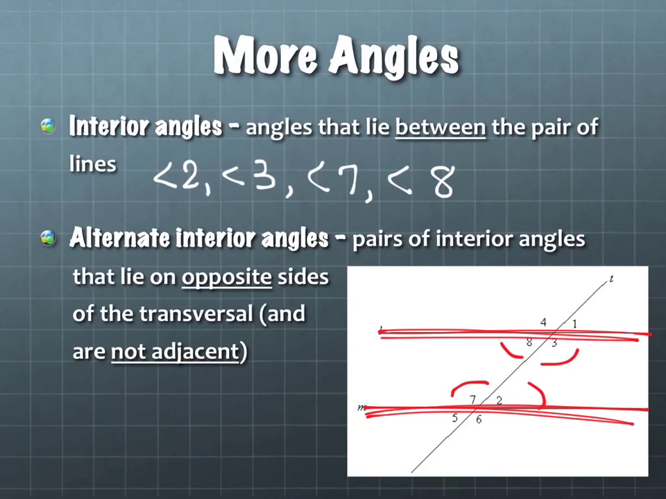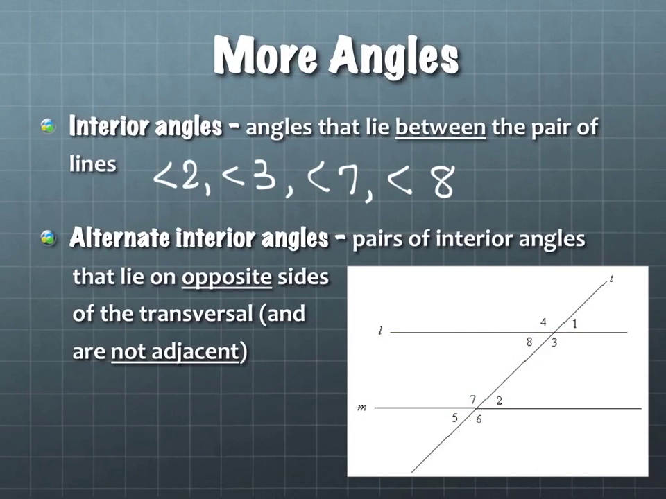Now, alternate interior angles have to be interior angles first of all. So you can't write down any number that I didn't already write down. Everybody cool with that? Okay, so I cannot write down 4, 1, 5, or 6 on the next description because they are not interior angles. But they have a specific type of relationship. In particular, they are alternate from one another.